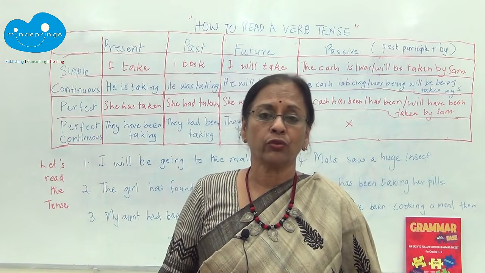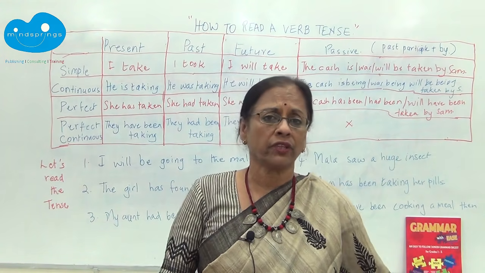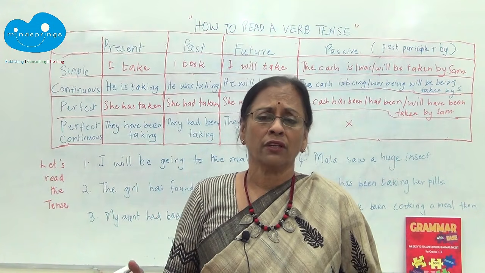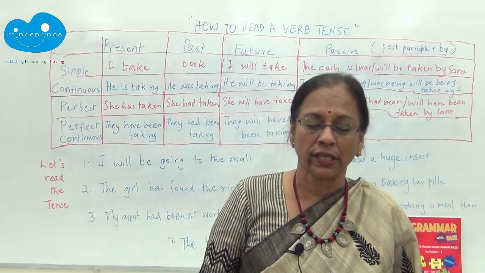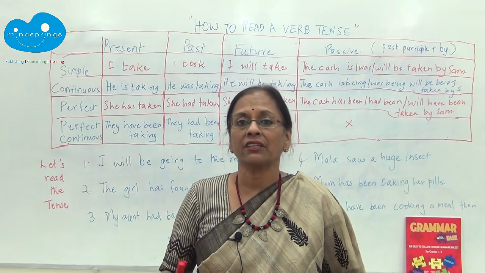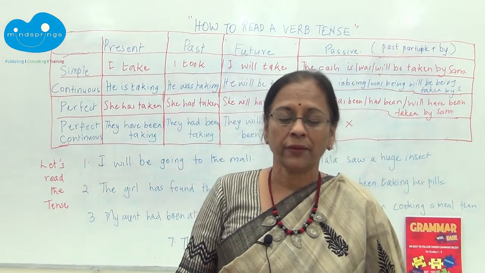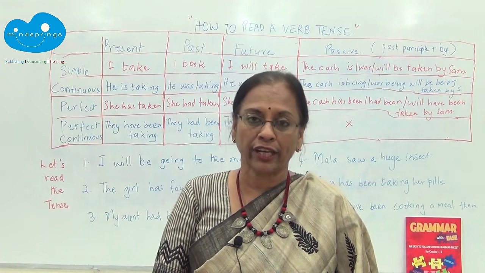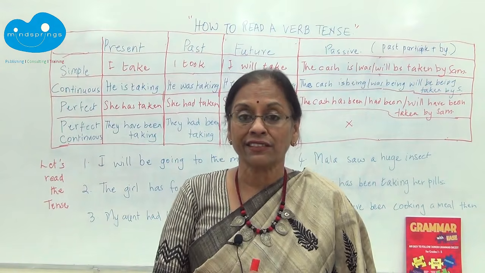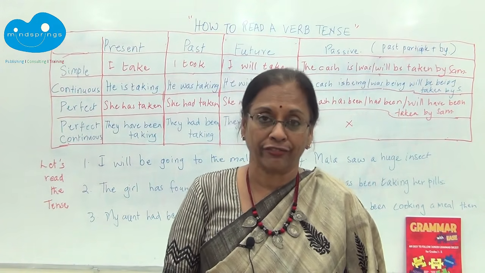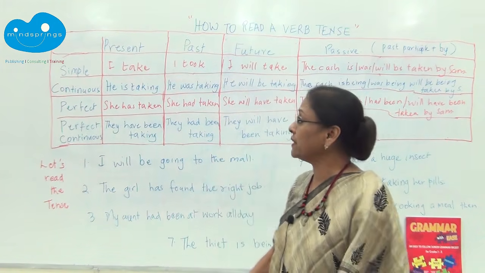So people get confused if you say present perfect and past perfect continuous and passive past and things like that. It's impossible to remember all those tenses, and you shouldn't even try to learn them. I'm going to show you a very neat trick by which you will be able to read the tense from the sentence itself. So let's look at the tenses.